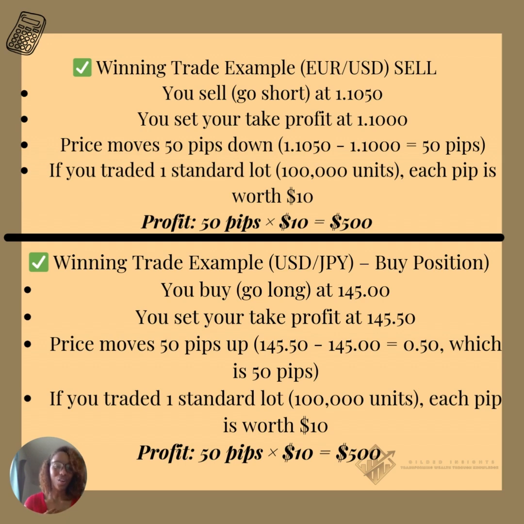I'm going to go long at 145. I'm going to set my take profit for 145.50. So price moved up 50 pips and my profit will be $500. If I traded that with a standard lot, again, each pip is worth $10. So I'm doing 50 pips times 10, which is $500. I hope this is making sense.